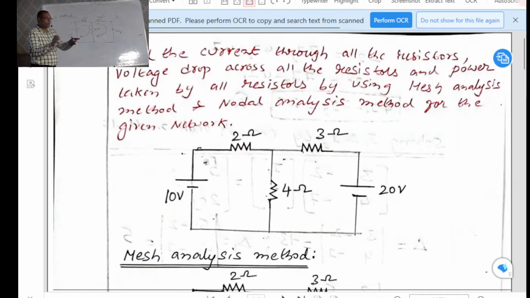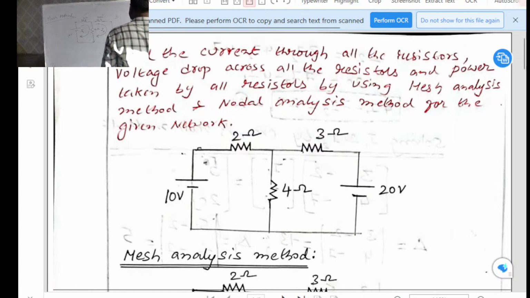Whenever you see the problem, the first step is the assumption that both are clockwise, and give the unknown current names, I1, I2. Mesh currents are unknown currents. We need to find I1 and I2. We have a procedure; apply the procedure and get the values of the unknown currents. Once we get the unknown currents, automatically we will get branch currents, voltage drops, and power taken. Our target is to get the unknown currents, or mesh currents.